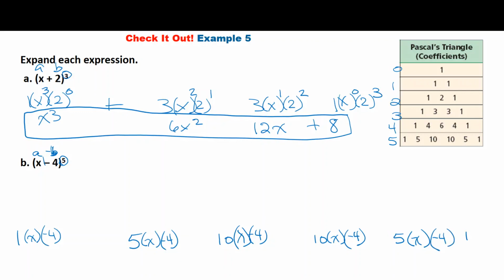All right, so now what exponent do we start out with for our a's? It's going to be 5. So we're going to say 5, 4, 3, 2, 1. Oh, I left one out. X and negative 4. And that's a 0. And then our b's are going to start out with 0 and go up 1, 2, 3, 4, 5. Okay, now all we have to do is multiply everything through.